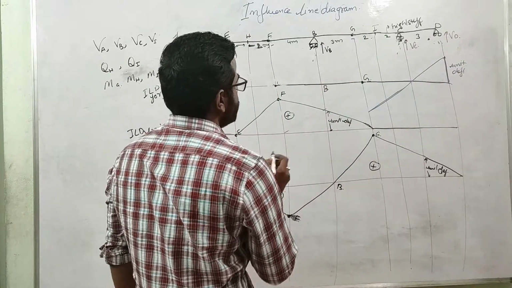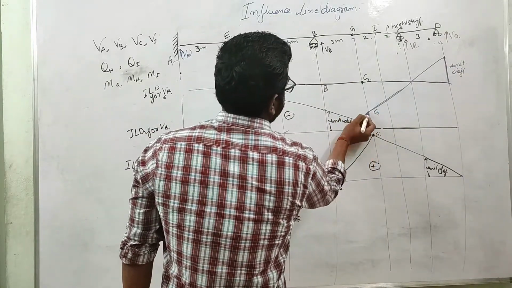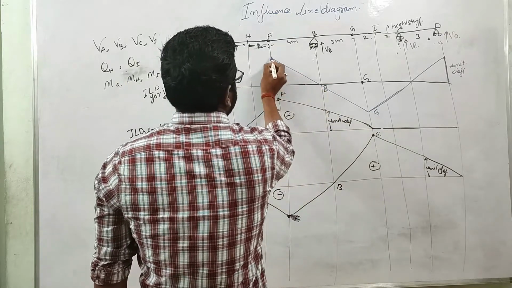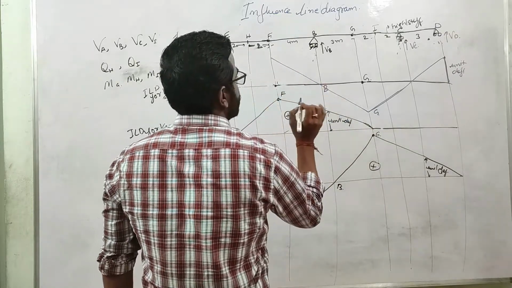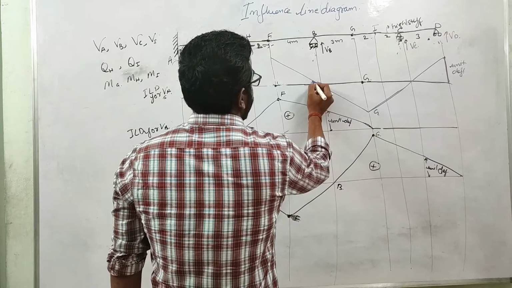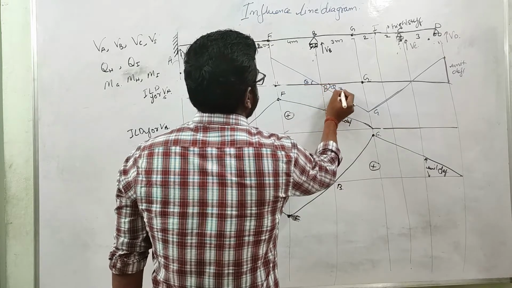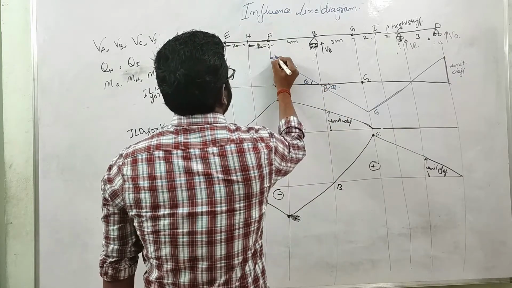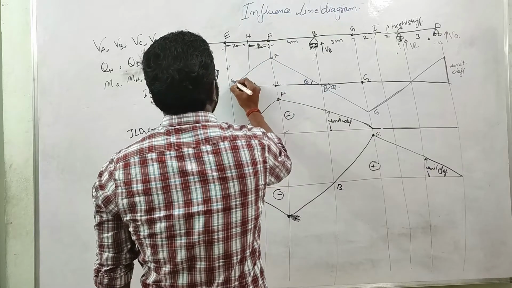Now this is point G. Now at B, it will come like this. To maintain the boundary condition, the slope at this point theta is equal to the slope at this point theta. Both are equal, and this is point F, and this is E point.